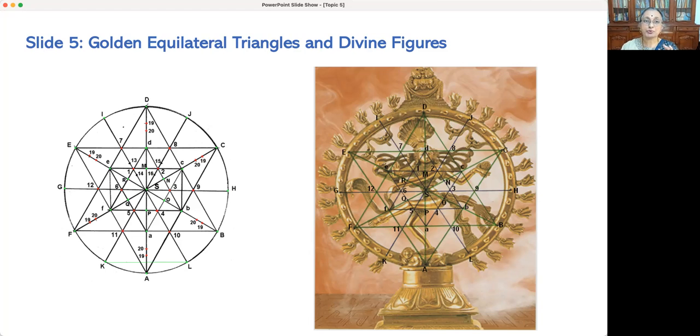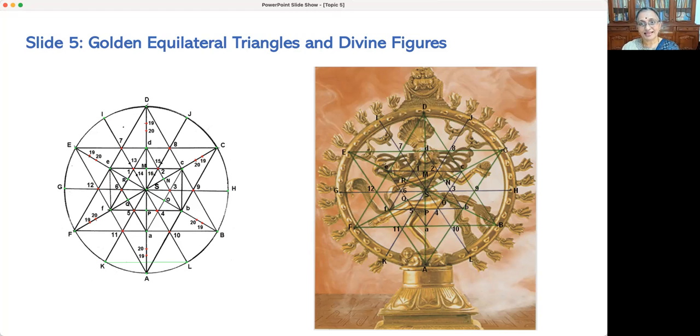When we superimpose the plan diagram on the left side of the slide on top of the figure of the deity, we find that the intersecting points of the equilateral triangles lie exactly on top of key anatomical parts. For example, the central point S corresponds to the navel of the divine figure.